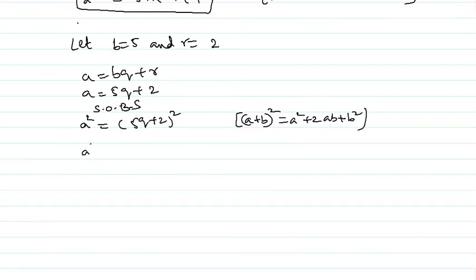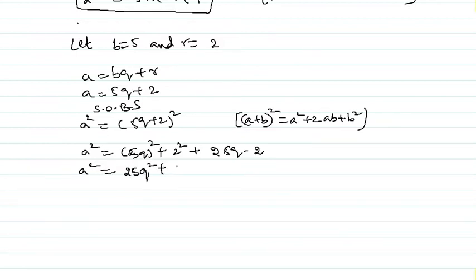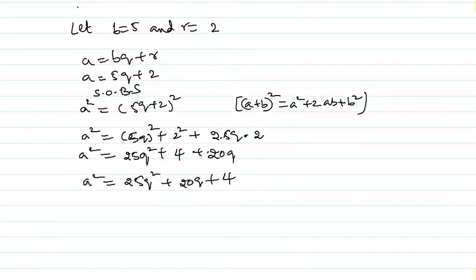Now we will get a square means 5q whole square plus b value is 2, that is 2 square, plus 2ab, that is 2 into 5q into 2. Then a square is equal to 5q whole square, which means you will get 25q square plus 4 plus 2 5s are 10, 10 2s are 20q we are getting. Then a square is equal to 25q square plus 20q. I rearrange the terms and write the number at the last side.